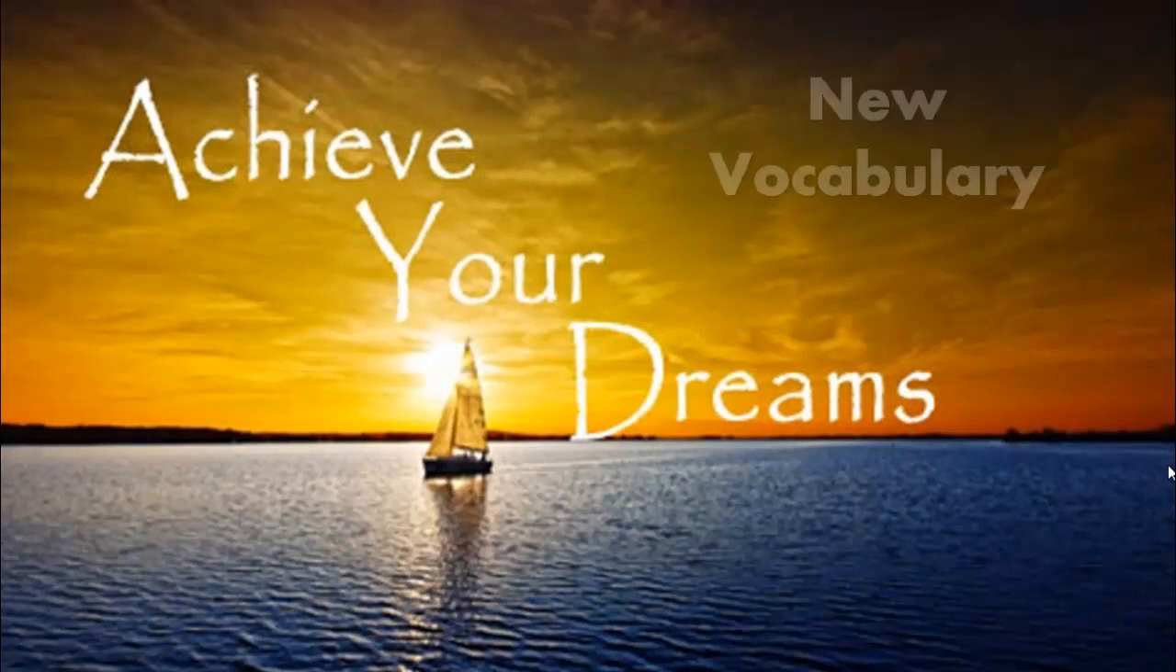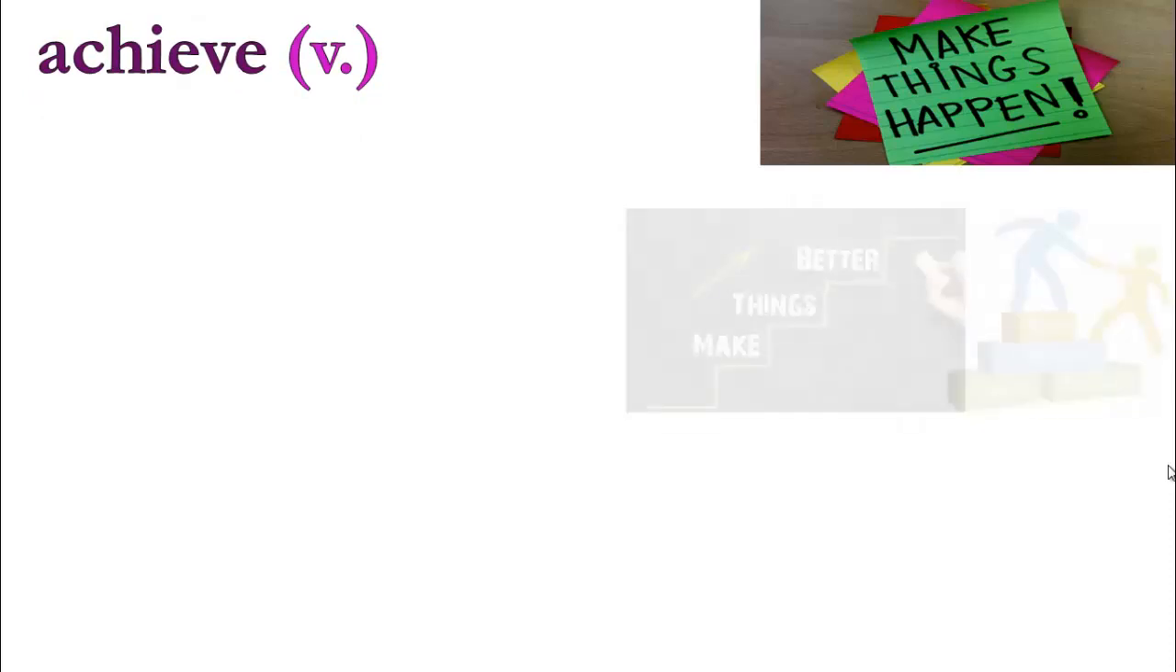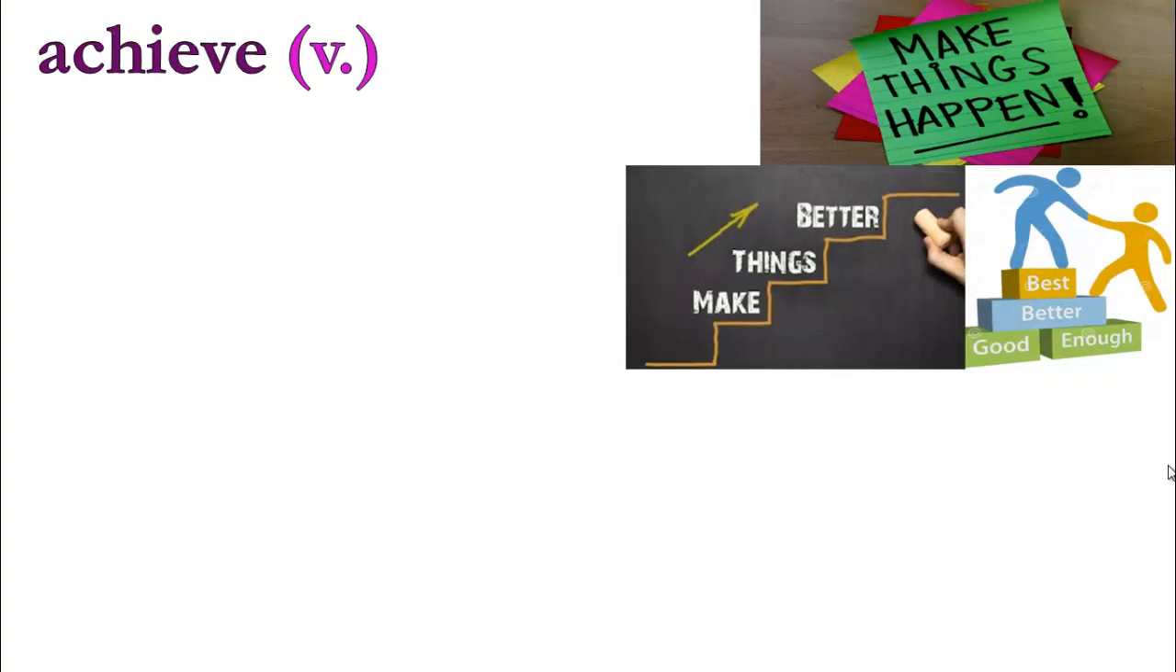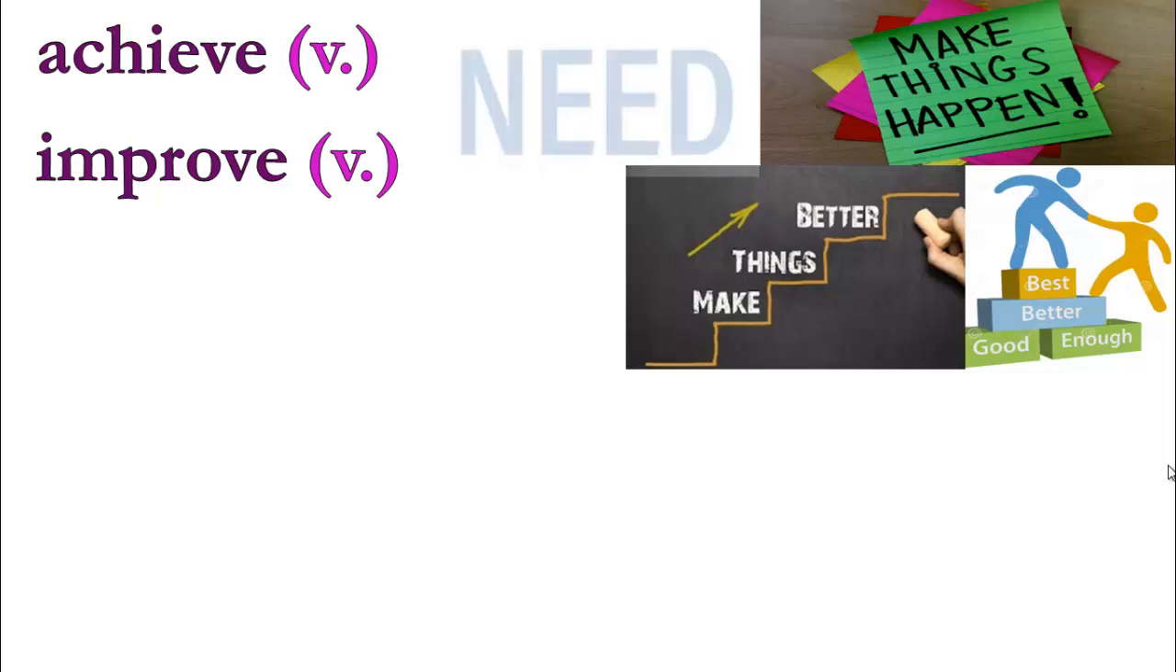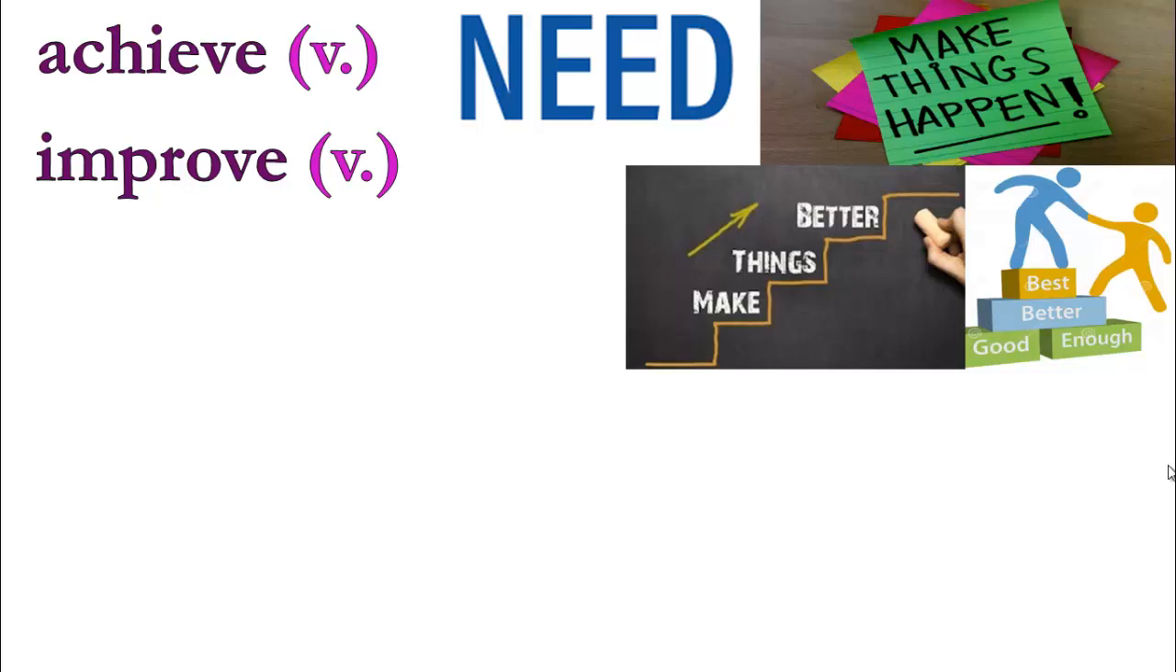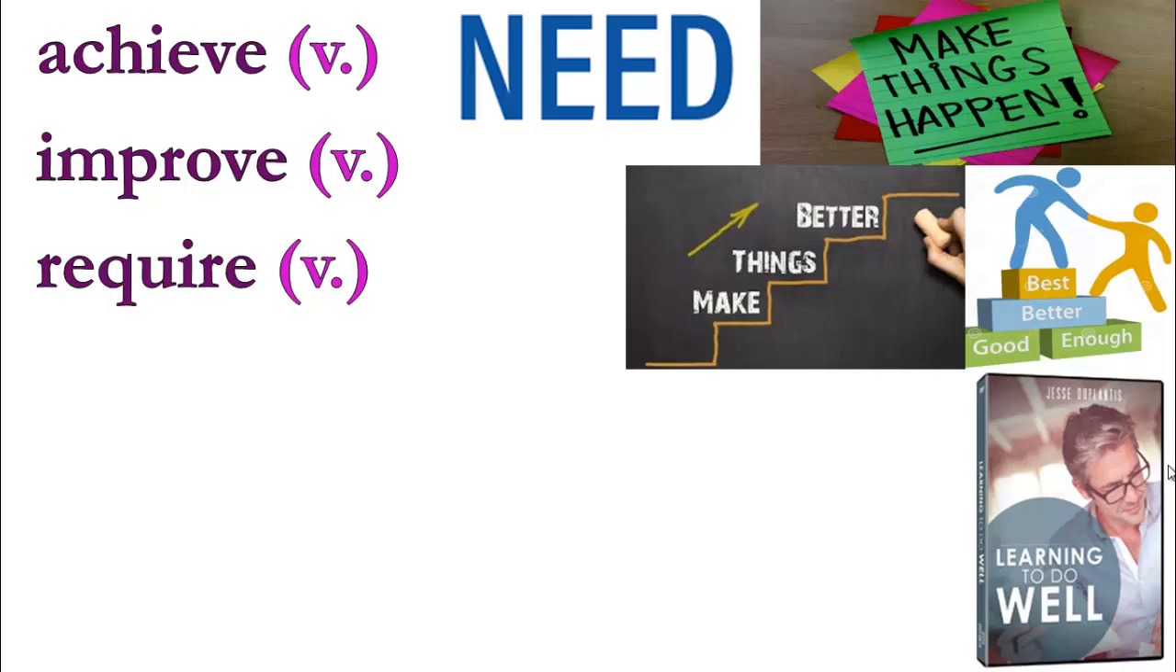Let's revise the new vocabulary together. The first one, if you want to make things happen, that's right, it's called what? Achieve. This one, guess the word from the picture? Excellent. It means improve, to make things better. What is the synonym of need? We said this word. That's right. It means require. Master. To do something well, this is called what? Master.